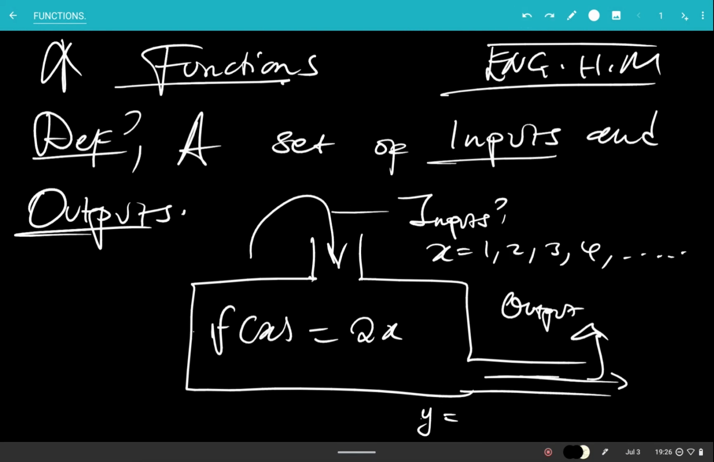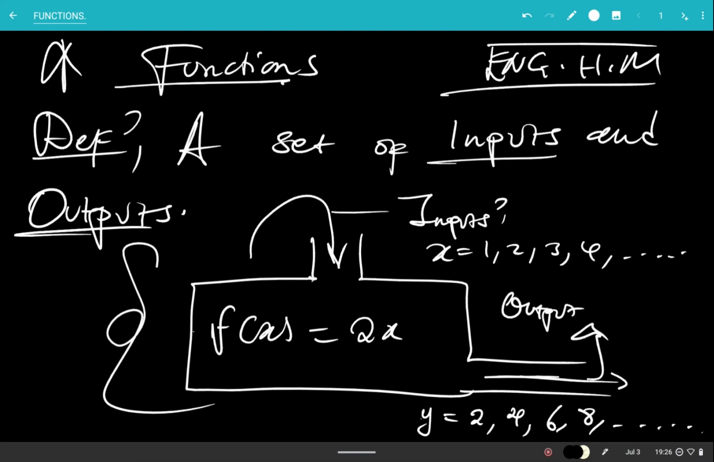If I get the first input and put it there, what will be my output value? Let's try and understand that. Since a function is a set of inputs and outputs, at x equal to 1, if I put 1 there, I have 2 times 1, and that will be 2. If I put 2 where there is x, I have 2 times 2, and that will be 4. If I put 3 where there is x, I have 2 times 3, that will be 6, then 8, and it keeps on going just like that. So this is what I mean when I say it's a set of inputs and outputs.